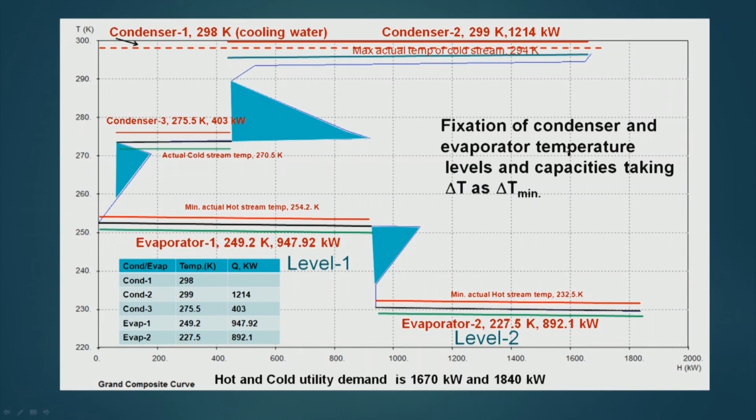Now, all these data are computed from the GCC of the process. This is the GCC which we see, and from this GCC all these temperature levels are fixed. Now, if I do the PT of this problem, then the hot utility demand is 1670 kilowatt and the cold utility demand is 1840 kilowatt. So, with this analysis, now we will move ahead and solve the problem.